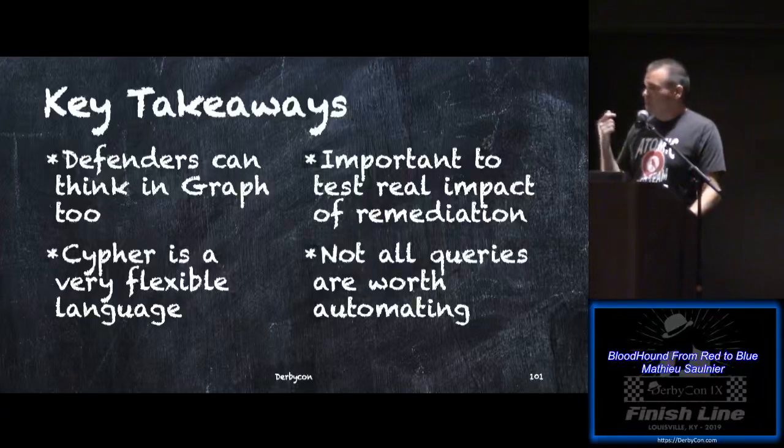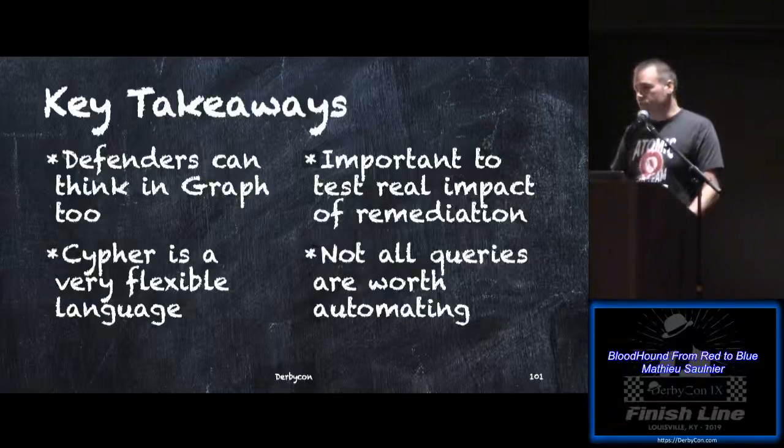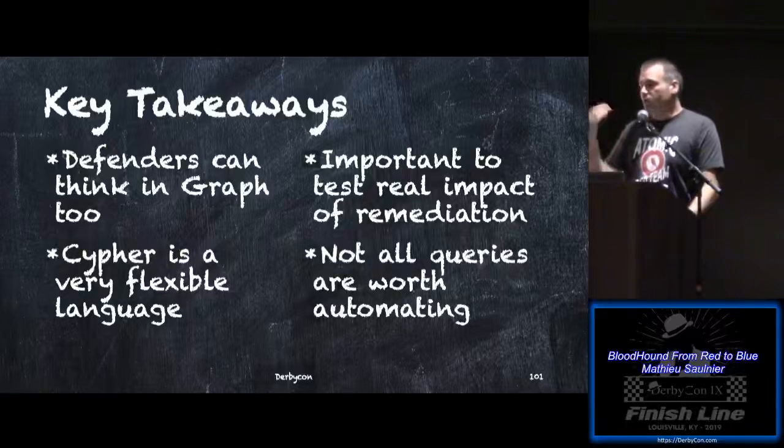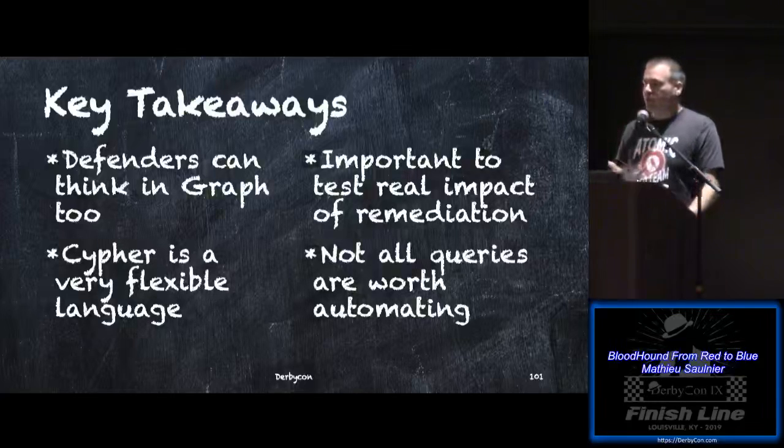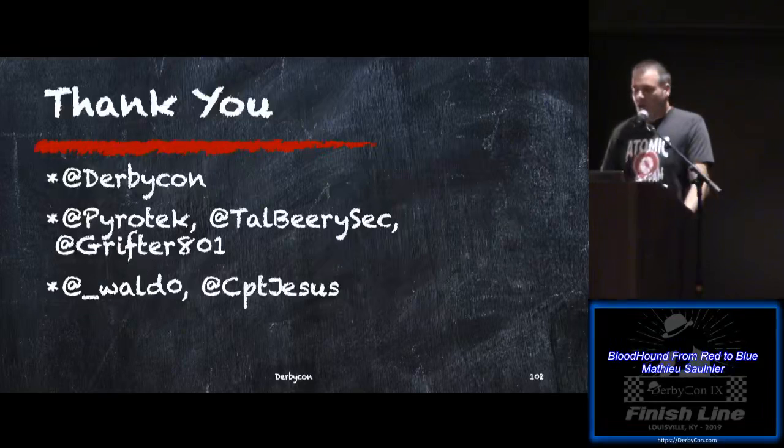Also, not all queries are worth automating. For example, the first query that we saw was actually all the users in the domain admin groups. And this is something that you should definitely monitor, but you're going to run BloodHound maybe once a month, once a week if you're lucky. But you probably want to be informed right away, in real time, if there's a new domain admin in your enterprise. So you're way better using Windows Event ID 4728 instead of BloodHound for alerting for that.